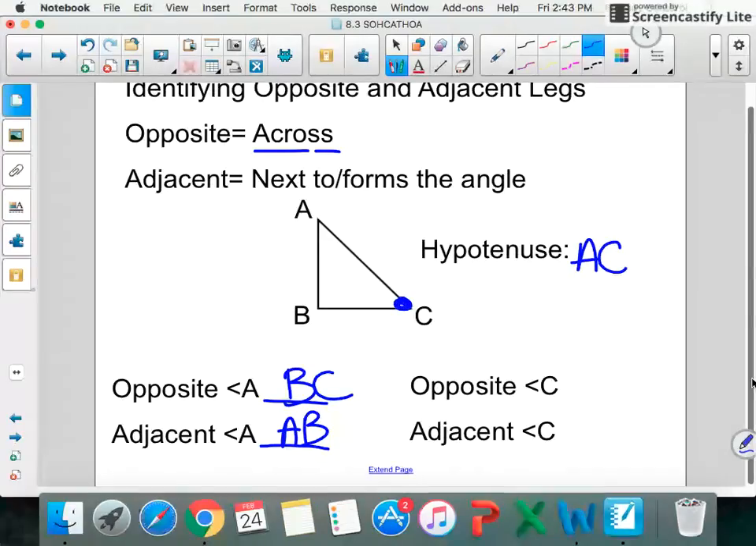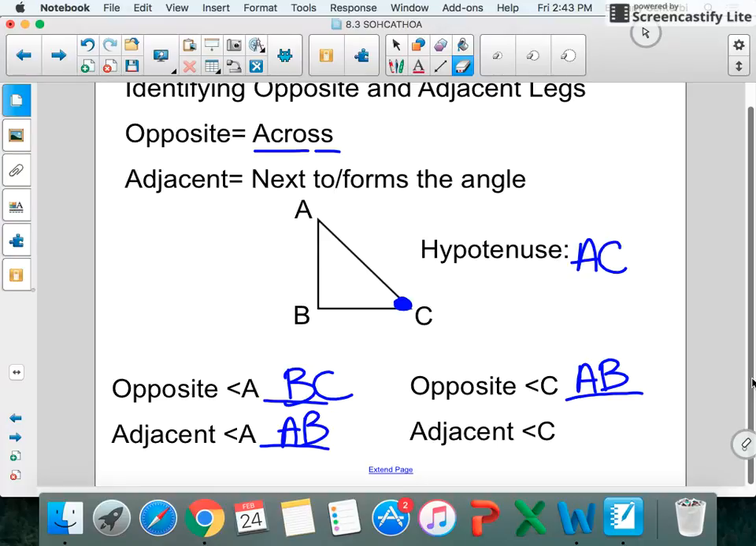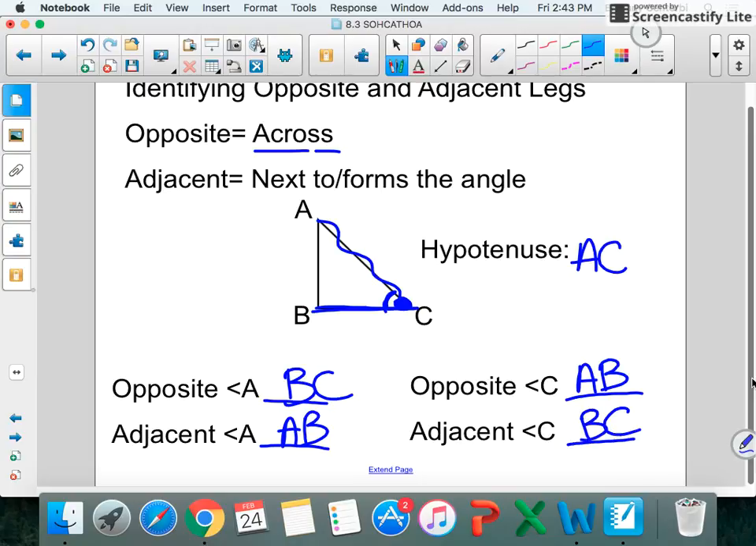Then we're going to do the same thing with angle C. I'm going to put my pointer on angle C. Opposite, so I'm going to draw across from it. I run into side AB. And for adjacent, I'm using the same angle, but now I know this is the hypotenuse, so it can't be AC. Adjacent has to be next to it or form that angle here. So BC helps form that angle C. So that's how you identify the opposite and adjacent sides.